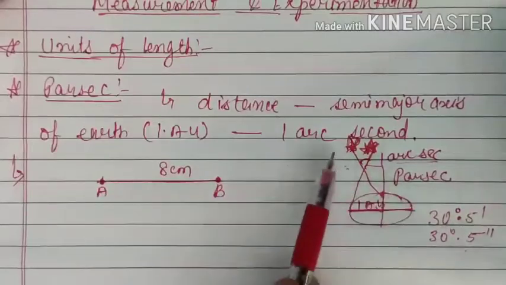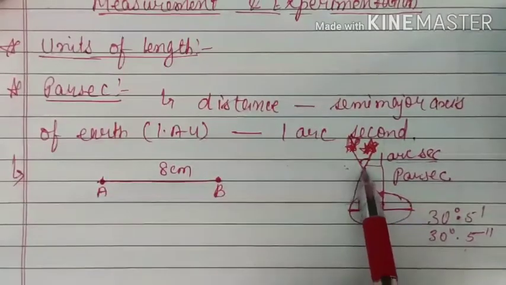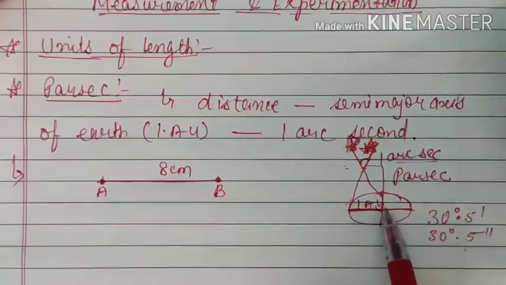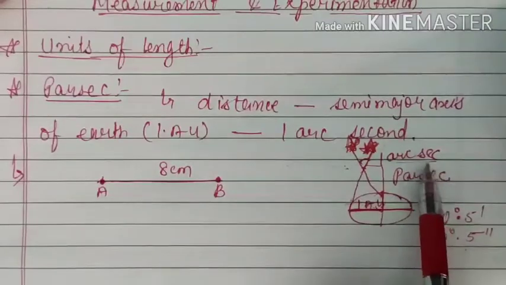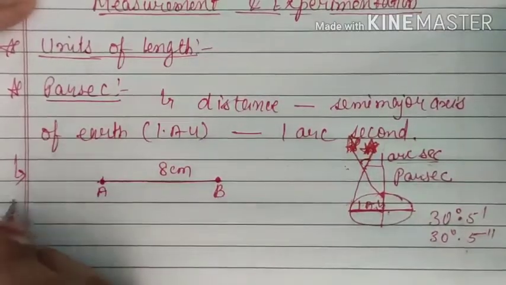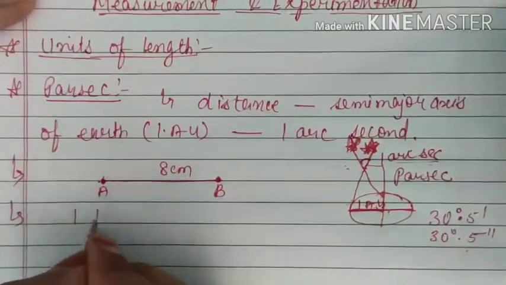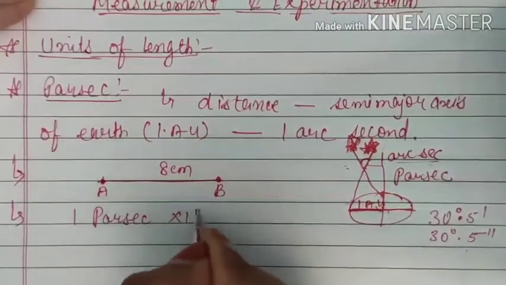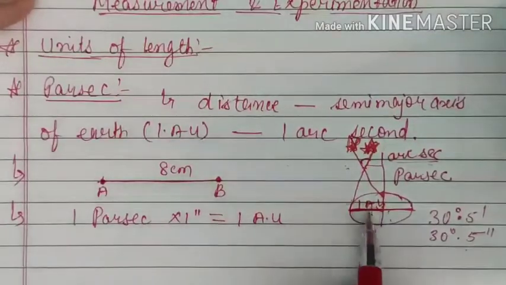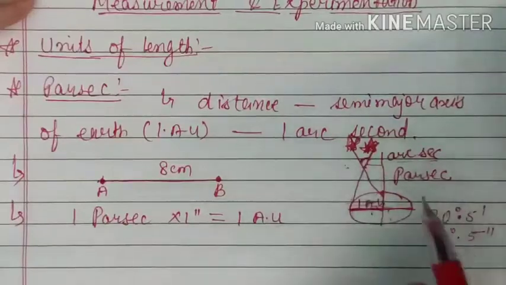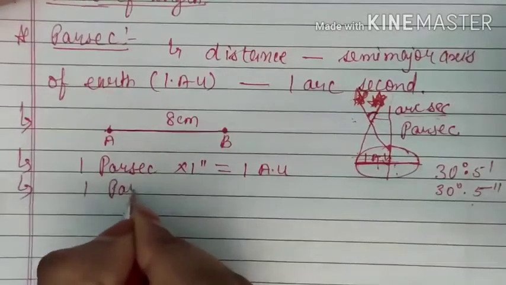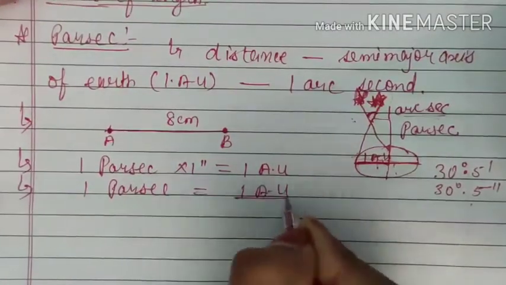So 1 parsec is the distance from this point to this. When our semi-major axis of 1 astronomical unit sustains an angle of 1 arc second, that distance is known as 1 parsec. For this we have a formula: 1 parsec into 1 second is equal to 1 astronomical unit. The same things we have used here, we have written here. You see, this is 1 astronomical unit, the angle is 1 second, and this is 1 parsec. So from here we can say that 1 parsec is equal to 1 astronomical unit upon 1 second.